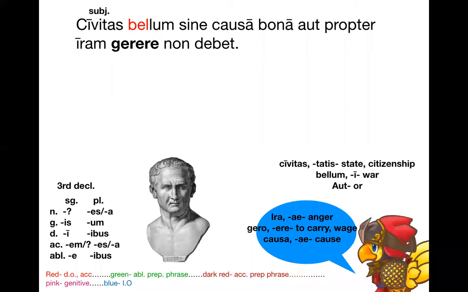Anyone at all? Y'all can talk out loud a little bit when you're answering a question, I'm saying. Sometimes I'd rather not call on people and just have you guys speak up. So, what do y'all think? Is bellum another subject or a direct object? Yeah, it's a direct object because you already have a subject. It wouldn't make sense for another nominative to be there.